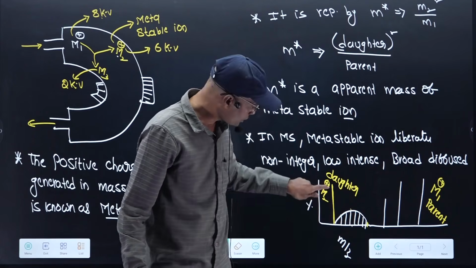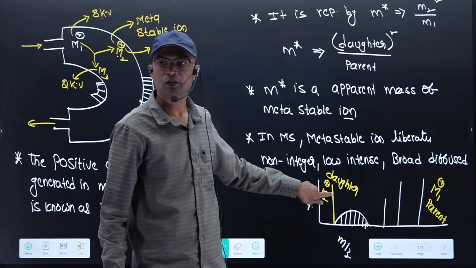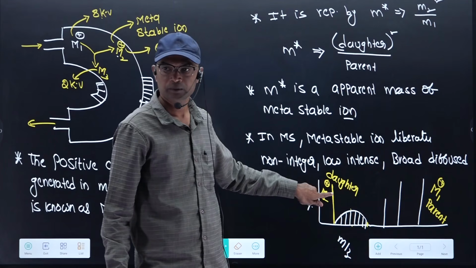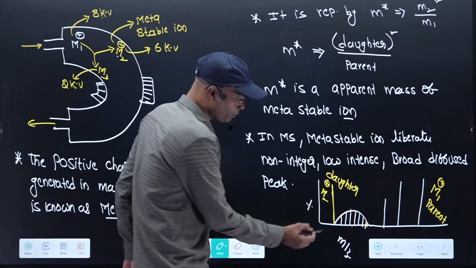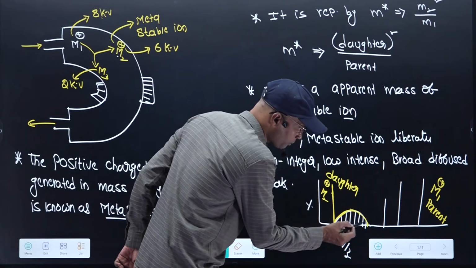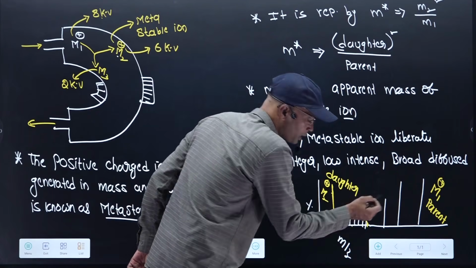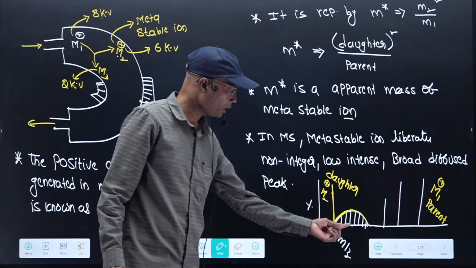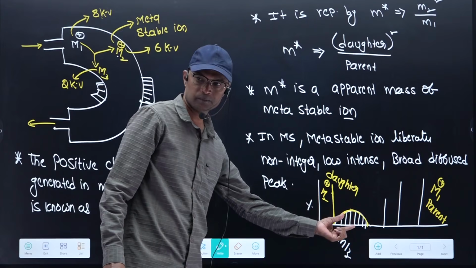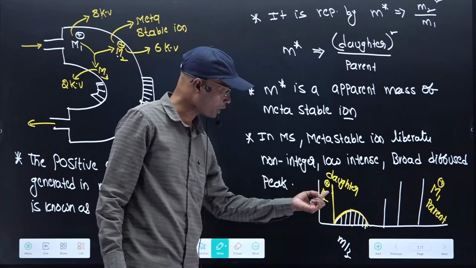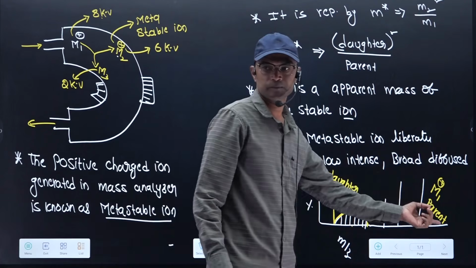Okay? Then you can say this will be a metastable ion. Try to understand. When you get a broad peak in mass spectrometry, like this, if any broad peak is coming, it means definitely one of the peaks will be a metastable ion. So this is the metastable ion peak intensity. This is the apparent mass of a metastable ion. But the real m by z value of the daughter is this one, and the parent is this one.